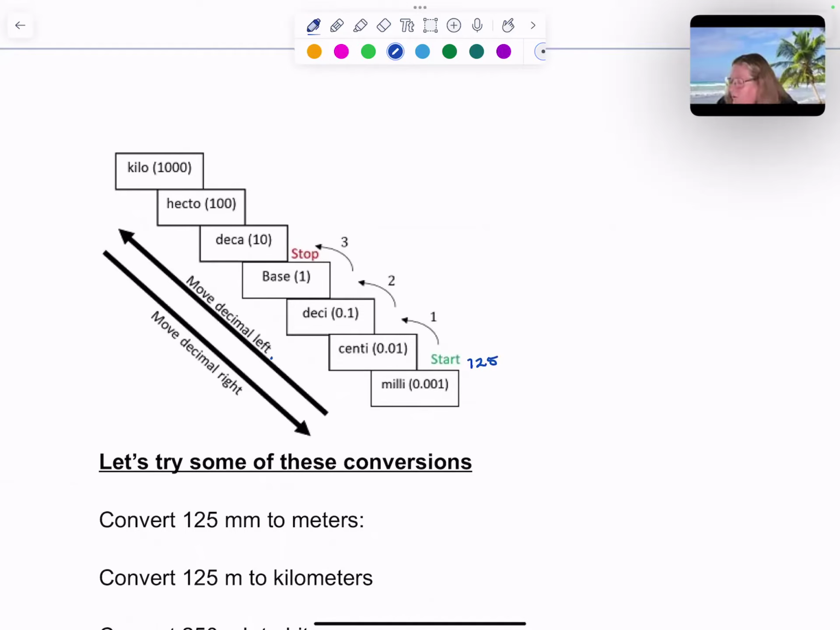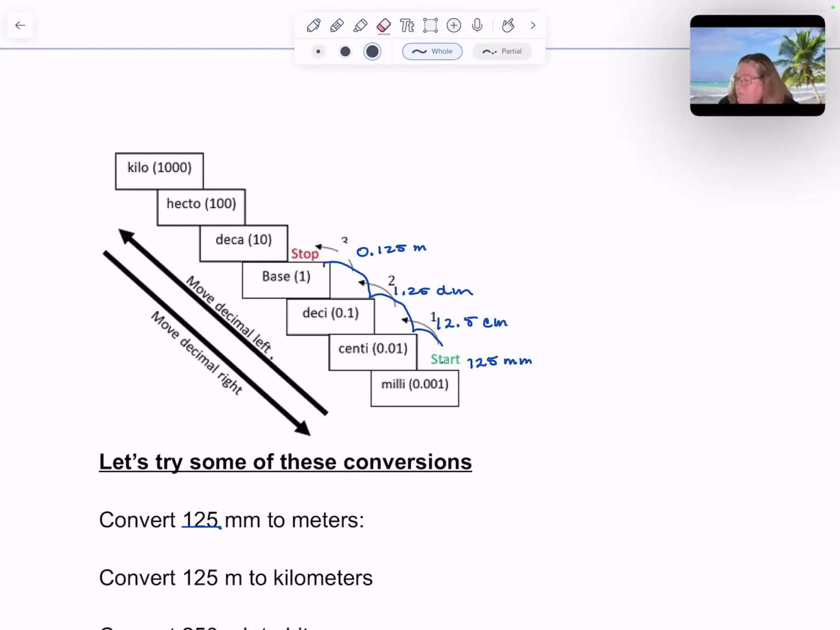So 125 millimeters is going to be 12.5 centimeters, or 1.25 decimeters. And if we go back all the way up to the base unit, that third step, it's going to be 0.125 meters. And remember, don't forget to put that leading zero before your decimal point. It makes that decimal point clear. So if we're going to do 1, 2, 3 hops, we're going to move our decimal point 1, 2, 3 times.